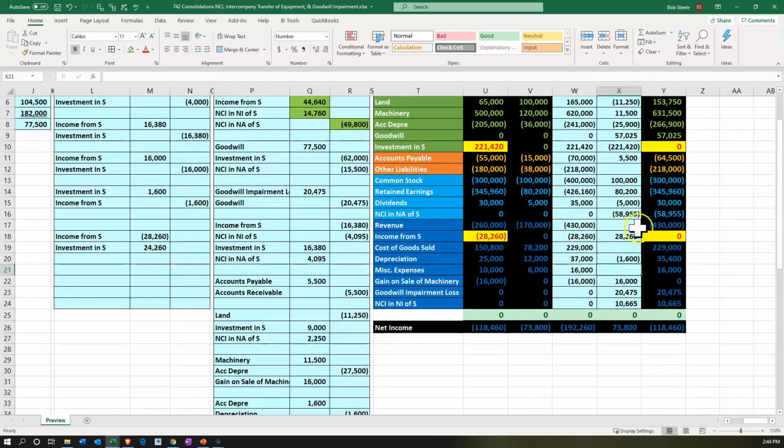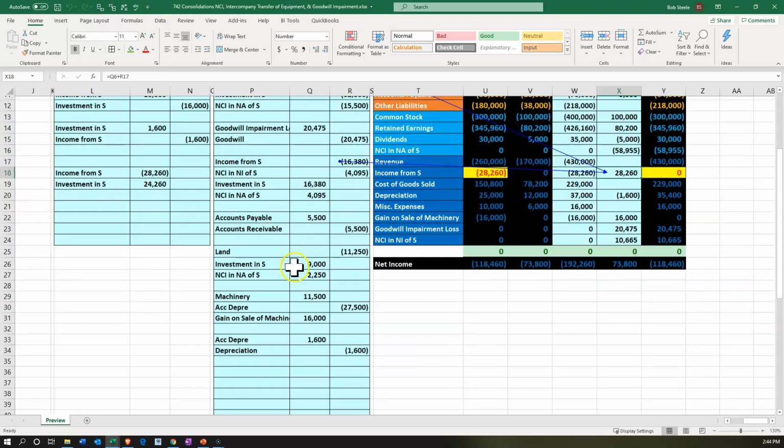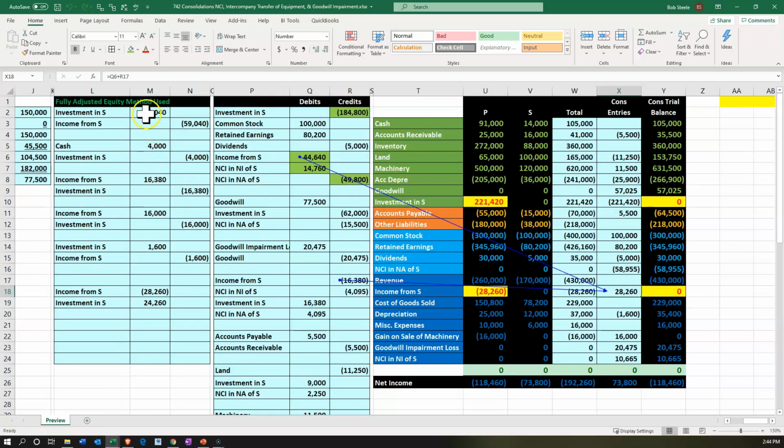So note that these two should be basically zeroed out. The equity accounts here for P are basically the ending equity accounts here. And if this was not zero, you can use your little tool here to see what's included in this account. Then you can go back up to these items and tie them out, trying to reverse engineer this number and then the effect on your fully adjusted equity method in order to get this basically back down to zero.